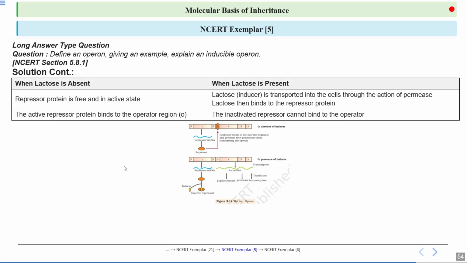So you can see in the presence of the inducer, which is lactose, the inducer is binding to the repressor protein. Now you can see this is the inactive repressor. This cannot bind to the operator, and RNA polymerase can bind to the promoter and initiate the transcription, and then the messenger RNA will be translated into proteins. These three enzymes will be produced. In the absence of the inducer, the repressor can bind to the operator. RNA polymerase now cannot bind to the promoter, and there will be no transcription of the lac operon.